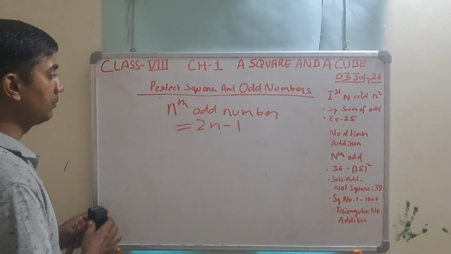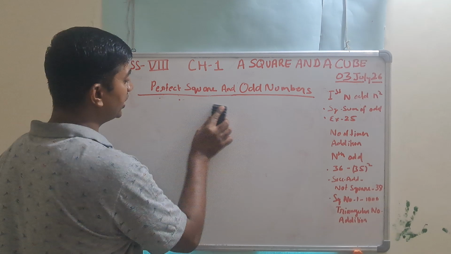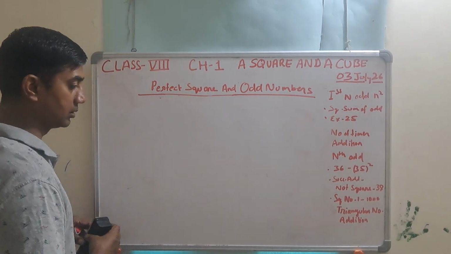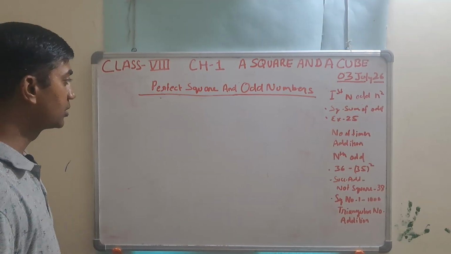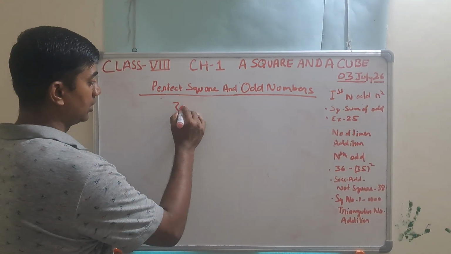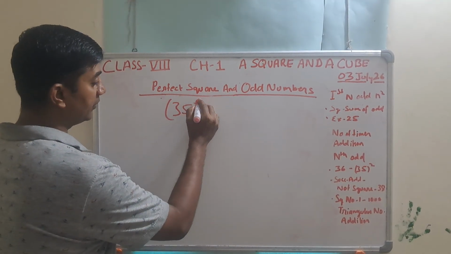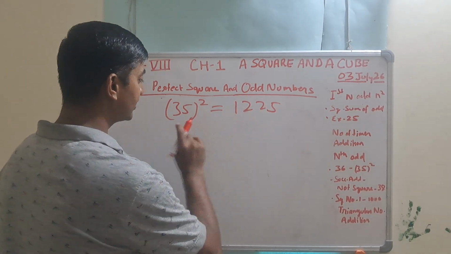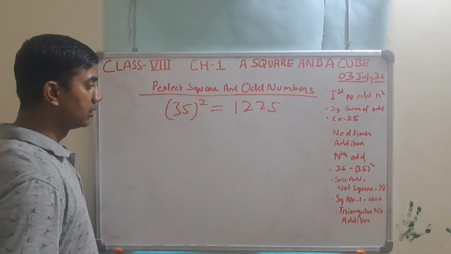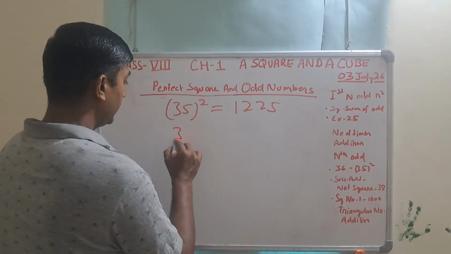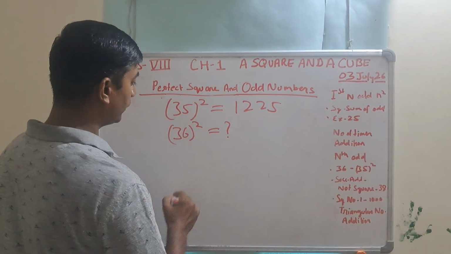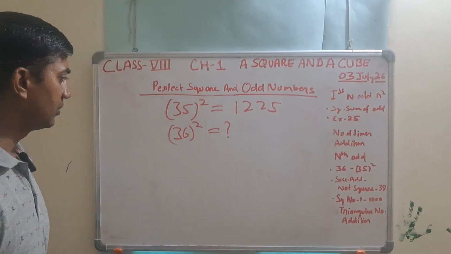How will this formula help us? This formula helps us to find the square of the next natural number. Suppose the square of 35 is given, 1225. This is given and we want to find the next square number, that is the square of 36. How will you find it? By using the nth method.